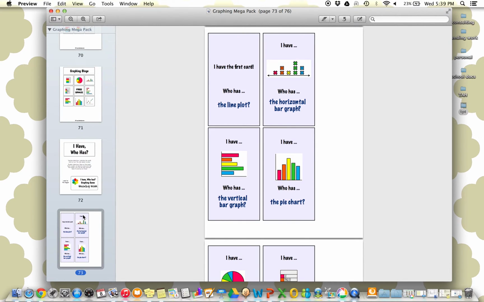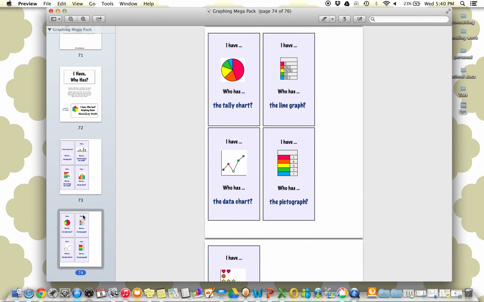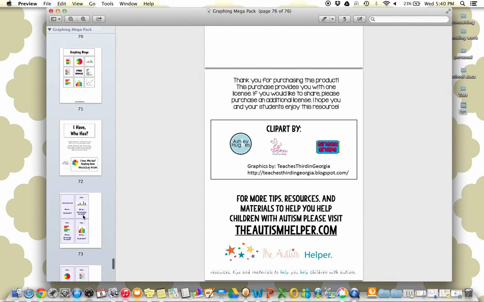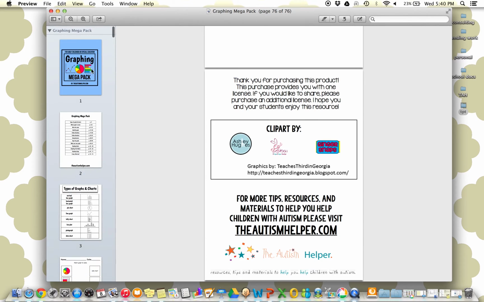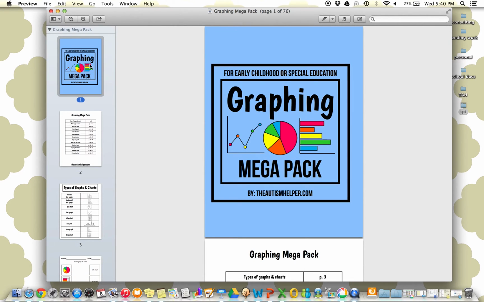This is one of my favorite games. This works on attention, social skills, and also the math skill that we're targeting here. So there's a ton included. Graphing is pretty complex, but this breaks it down into a simple and easy to use format.